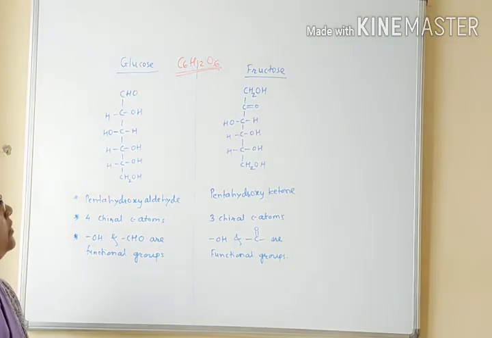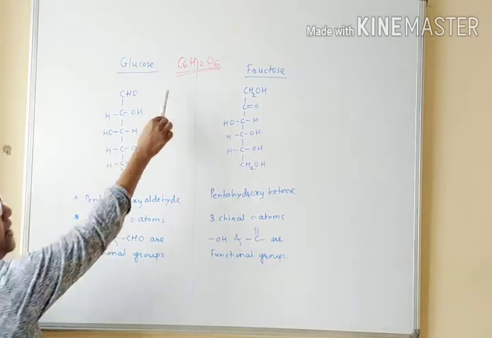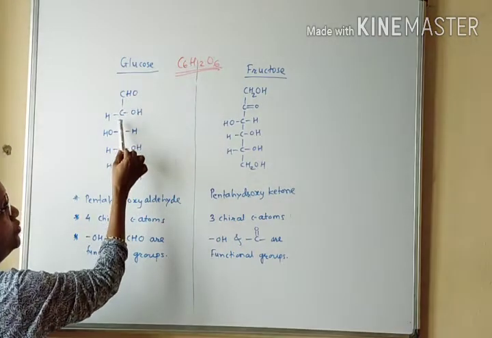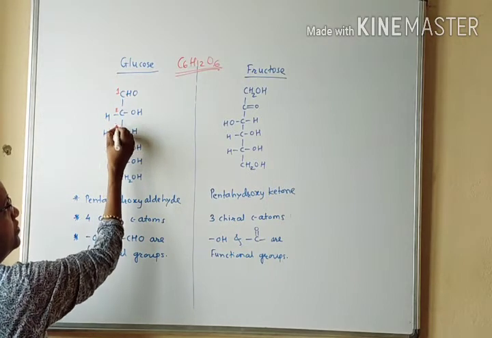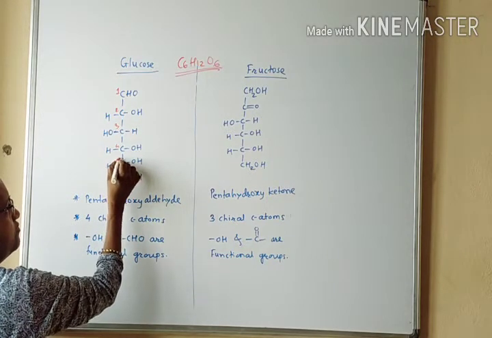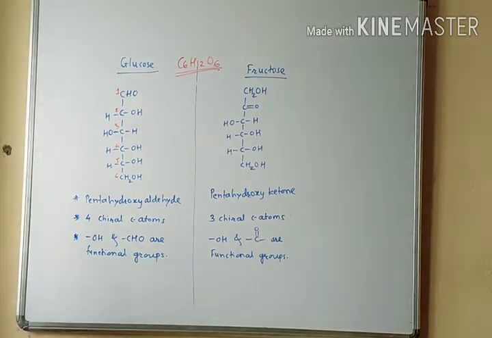Now we know that glucose and fructose both are isomers because the molecular formula of glucose and fructose is C6H12O6. So the molecular formula is the same, but what is the difference between them? See here, the carbon atoms are the same, 6: 1, 2, 3, 4, 5, 6, numbering from the start. So what is the difference?